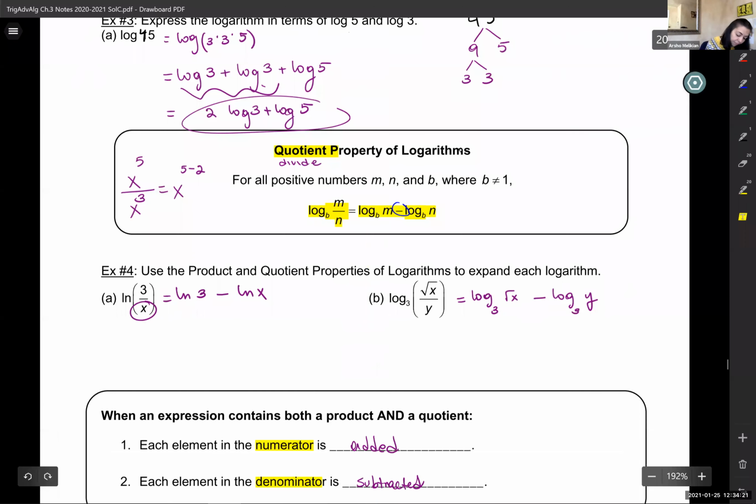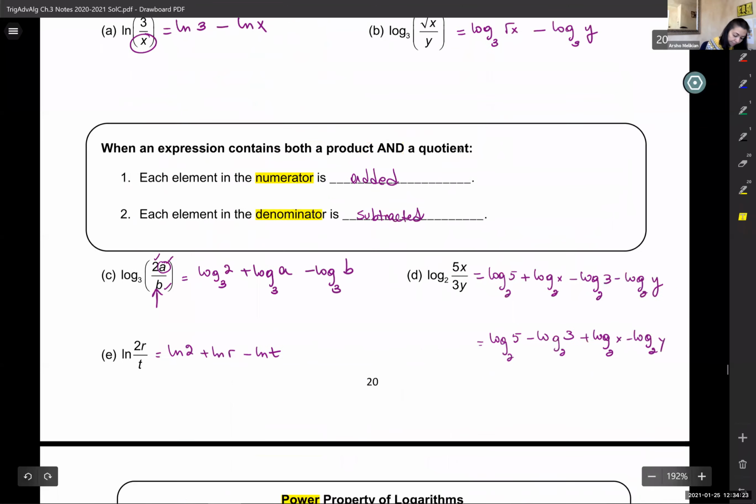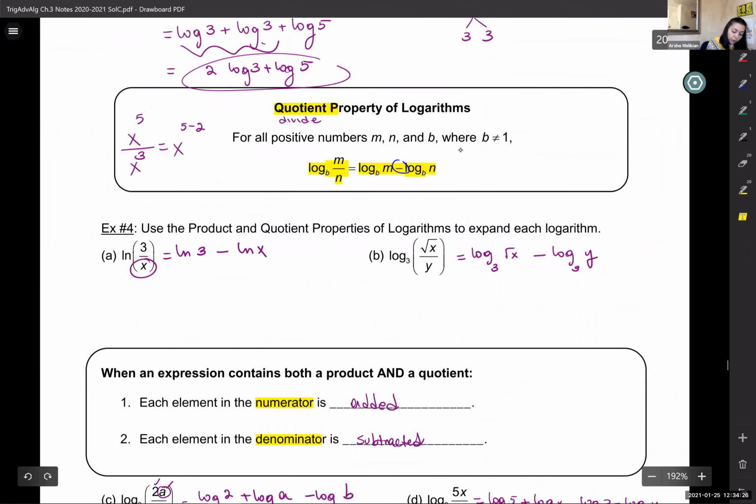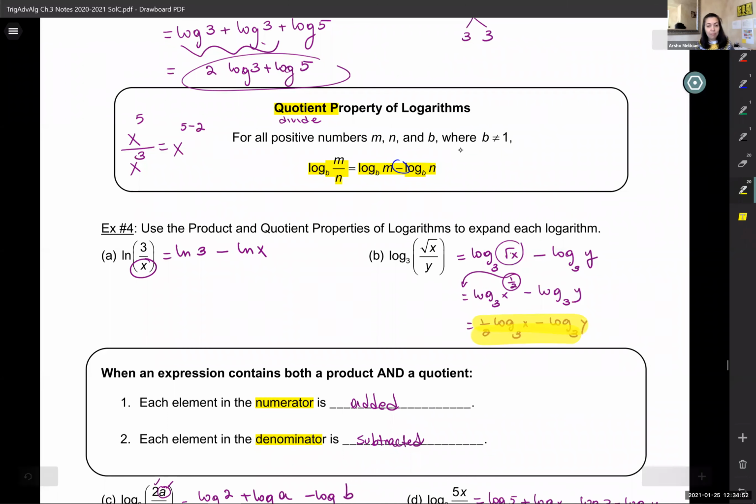There was another one here, right? Look at this one on page 20. Okay, quotient property. This one too, right? We rewrite it as x to the 1/2 minus log 3y. Half comes down, half log 3x minus log 3y. So again, partial credit is the top two, but if you want full credit, bottom one. Okay, it's a choice.